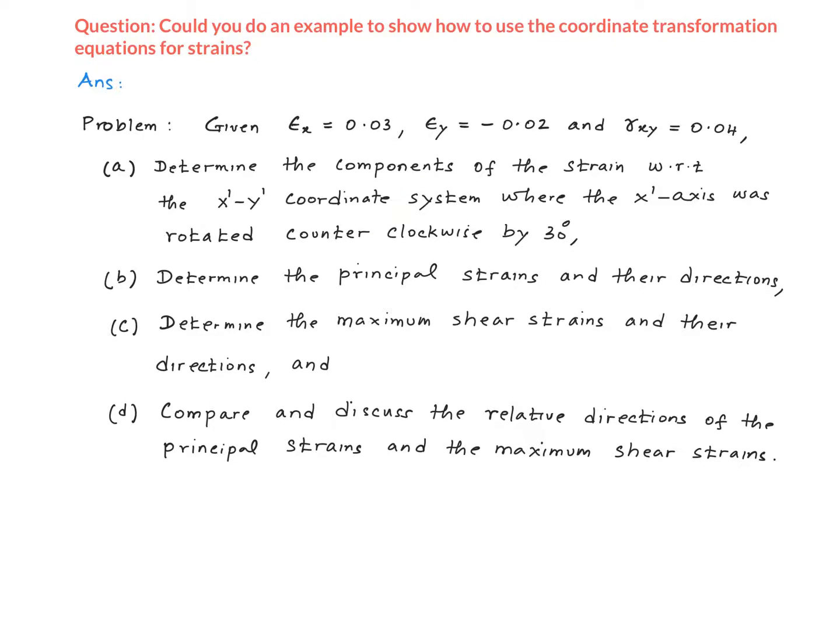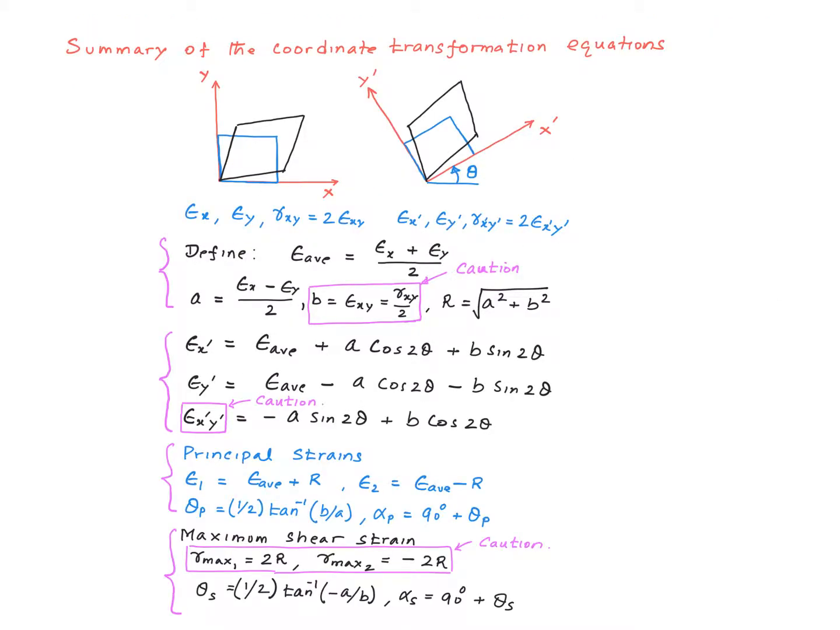The first question is to determine the components of the strain with respect to a coordinate system which has been rotated 30 degrees counterclockwise from the xy coordinate system. The second question is to determine the principal strains and their directions. The third question is to determine the maximum shear strains and their directions. Finally, the fourth question is to compare and discuss the relative directions of the principal strains and the maximum shear strains. I copied the relevant coordinate transformation equation from another video.